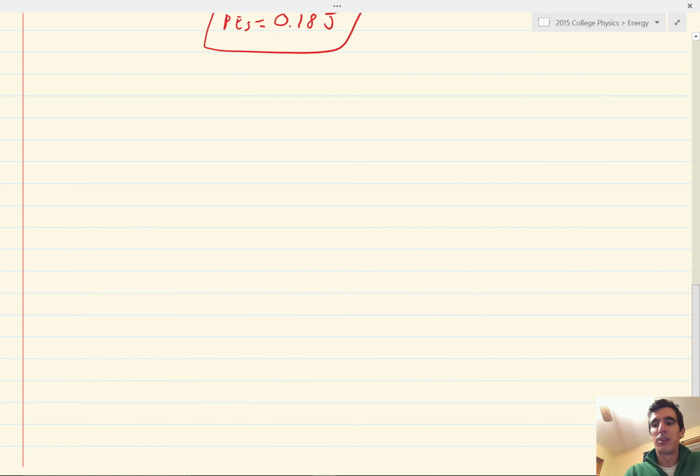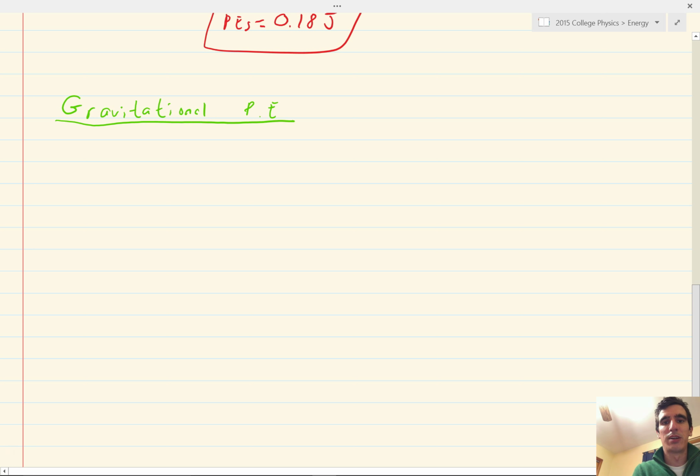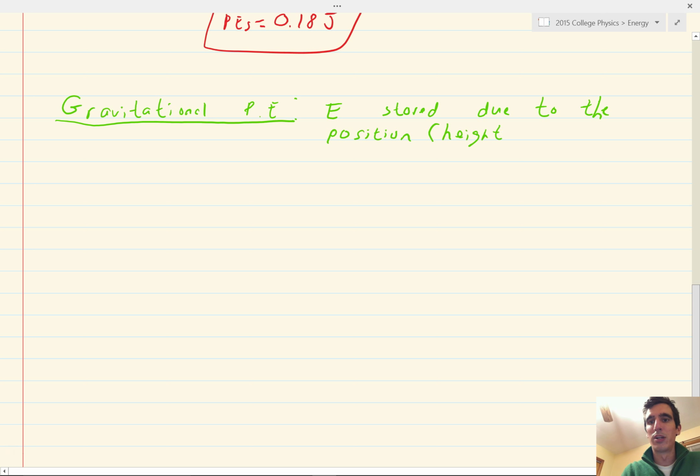The next type of energy we're going to look at, potential energy, is gravitational potential energy. I'm just going to use PEg for short. This is the energy that's stored due to the position of an object. And by position we mean height, so how high is it relative to what's below it? Height of an object.